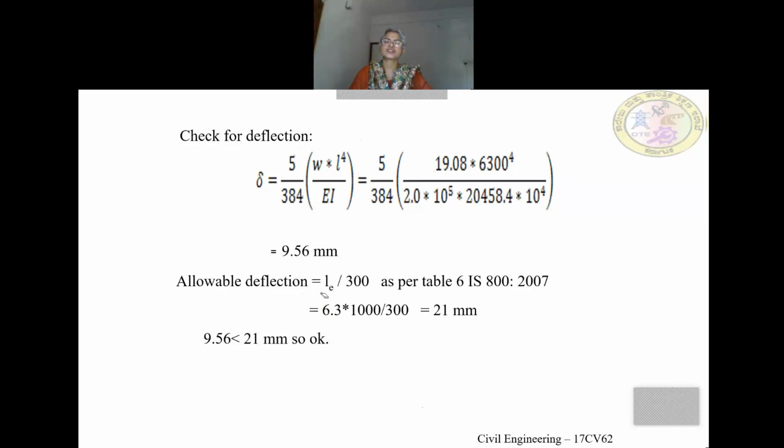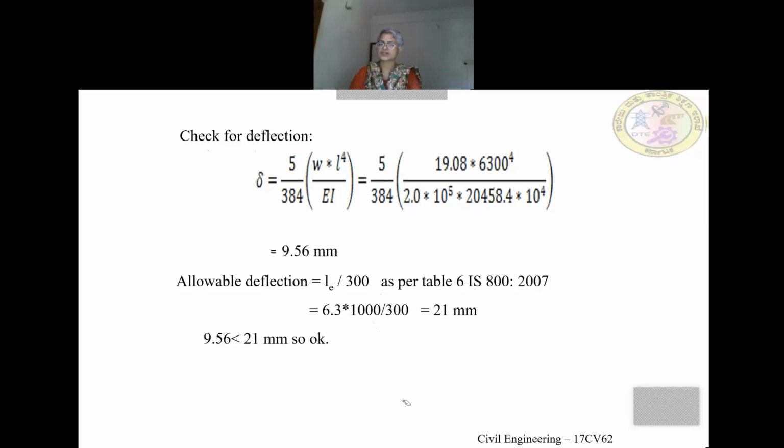So allowable deflection is effective length divided by 300. So effective length is 6.3 into 1000, converted to mm. As per Table 6 of IS 800, the allowable deflection is given in the table. So you can take this, and for a cantilever with UDL it is L by 150. So here it is L by 300, which is equal to 21 mm. So 9.56 is less than 21 mm. So with respect to deflection also, the beam is safe. Whatever section you have chosen is safe.